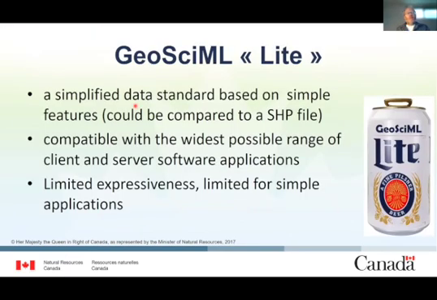So it was also a bit too complex. So we have a light version. So the light version is a simplified data standard, which looks like a shapefile. So a shapefile is basically one row of data per geometry. And it's also compatible with existing software, which uses very simple representation. It has limited expressiveness, so you have to compact everything into a single line, but you have a lot of simple applications that you can create with that.